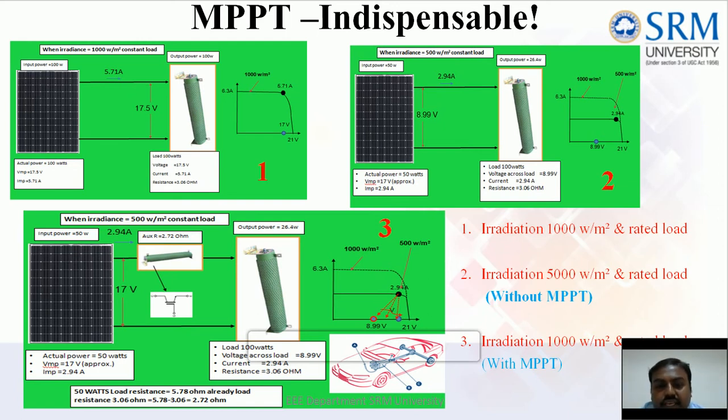So these are the cases we are seeing. For first case, you have 1000 watt per meter square. In second case, you have 500 watt per meter square, but the load remains the same. In the third case, I have an MPPT system. Here you can imagine that as a buck converter, since I have added a series resistance. So your DC-DC converter may be a buck converter or a boost converter or a buck boost converter, or whatever contemporary power electronic controller you can use.